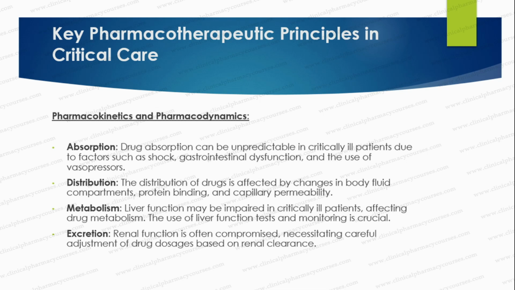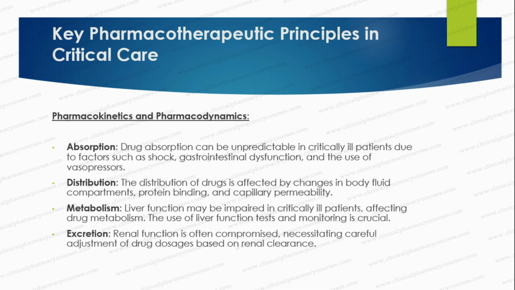When we look at the absorption, for example, drug absorption can be unpredictable in critically ill patients, and that's due to factors such as shock, GI dysfunction, and maybe the use of vasopressors, which we use a lot in the ICU unit. Also, when you take a look at the distribution of drugs, you'll see that the distribution of drugs is affected by changes in body fluid compartments, protein binding, and capillary permeability.